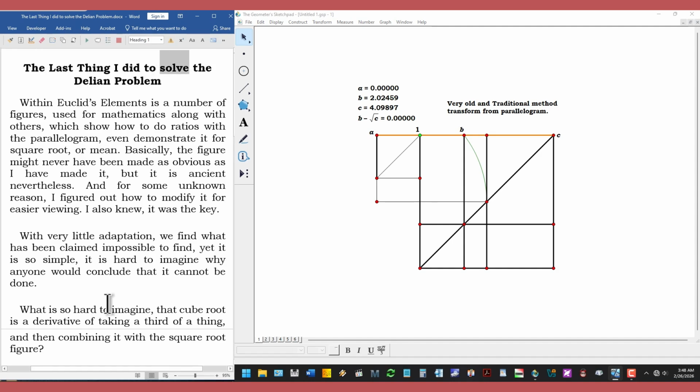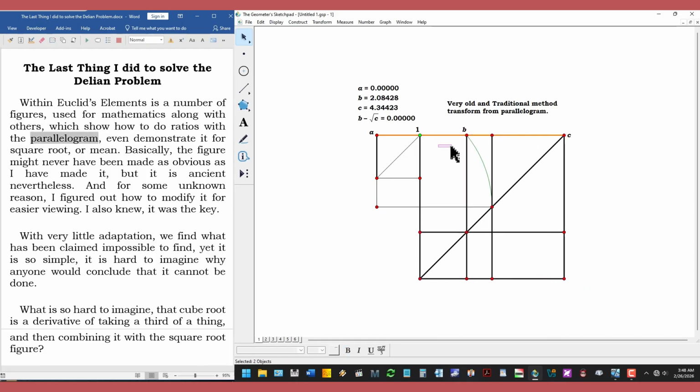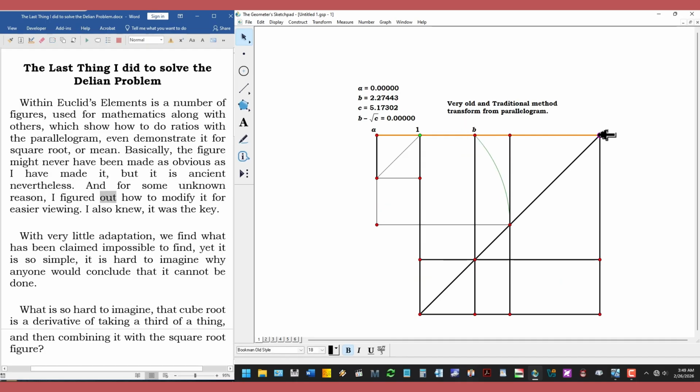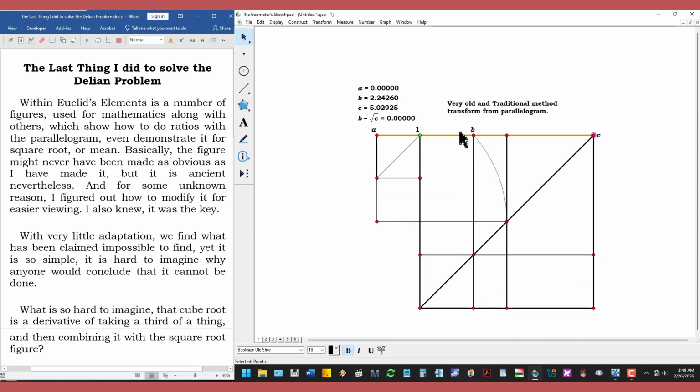The last thing I did to solve the Delian problem. Within Euclid's Elements is a number of figures, used for mathematics along with others, which show how to do ratios with the parallelogram, even demonstrated for square root, or mean. Basically, the figure might never have been made as obvious as I have made it, but it is ancient nevertheless. And for some unknown reason, I figured out how to modify it for easier viewing. I also knew it was the key.